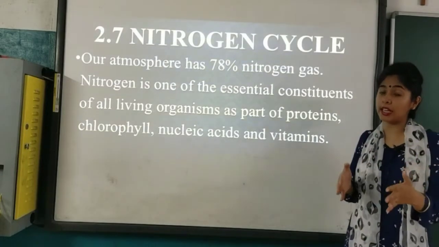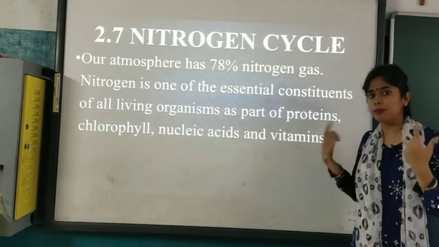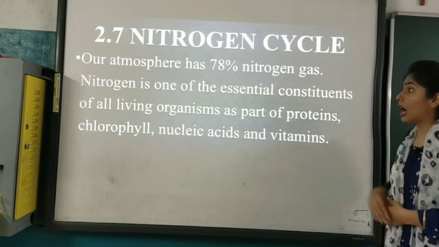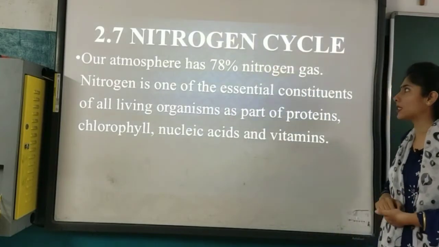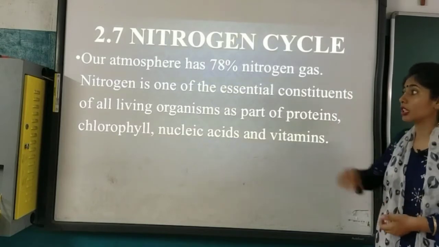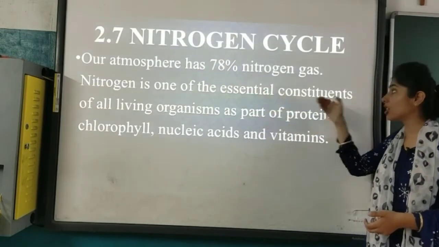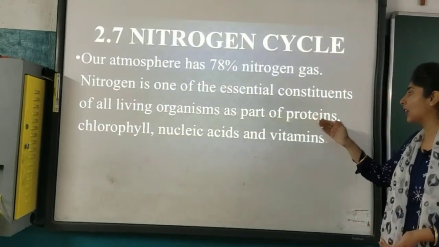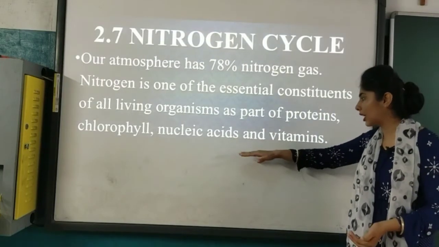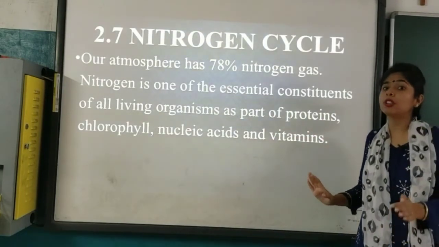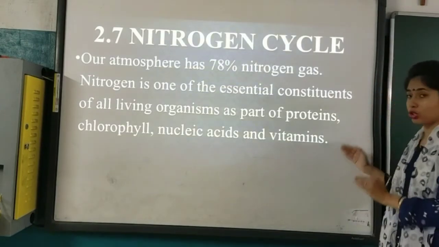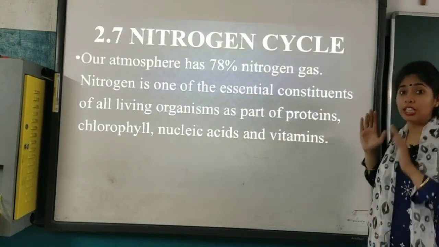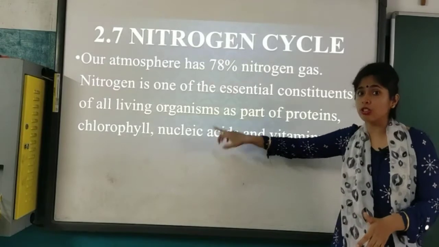Now let us see the nitrogen cycle. How does nitrogen get fixed from the atmosphere and reach the plants? Okay, let us see. Our atmosphere has 78% nitrogen gas. Nitrogen is one of the essential constituents of all living organisms as part of the proteins, chlorophyll, nucleic acids and vitamins. So what does nitrogen do? For protein formation, nitrogen is needed. For nucleic acids also, nitrogen is needed.